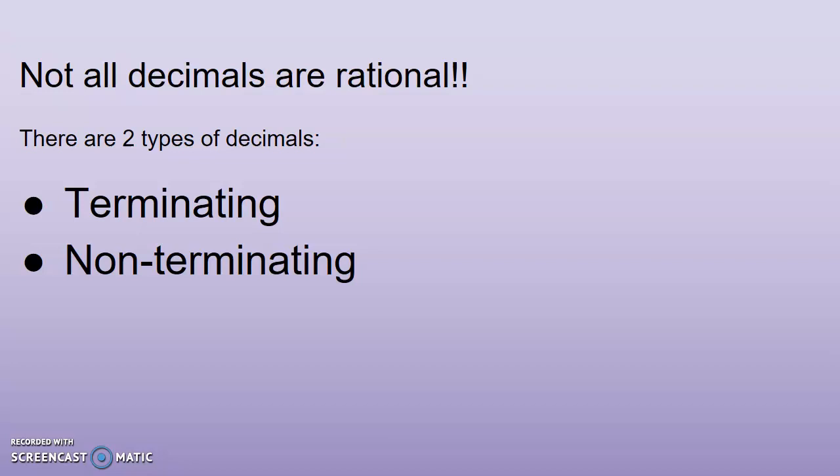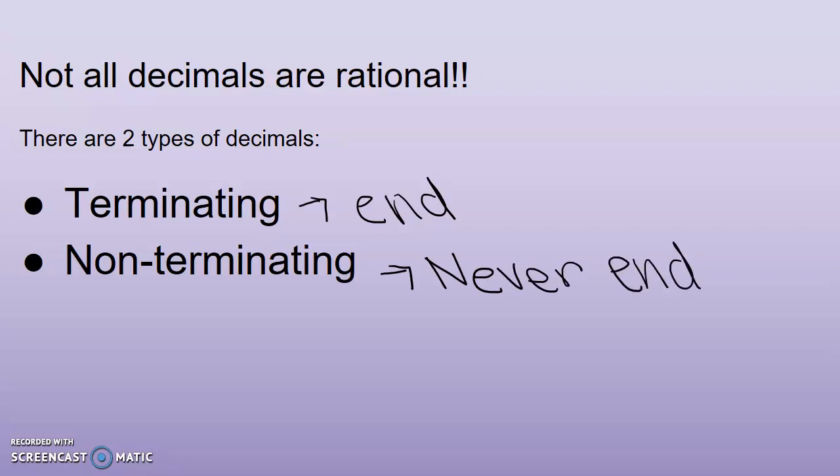Now, not all decimals are rational. There are terminating and non-terminating decimals. Now, if something terminates, that means it ends. So using that, we can conclude that terminating decimals, they end, and then non-terminating decimals, they never end. Now, suppose we have the decimal 0.45. That would be considered terminating because it ends. Now, if we have pi, then that would be non-terminating because that never ends.